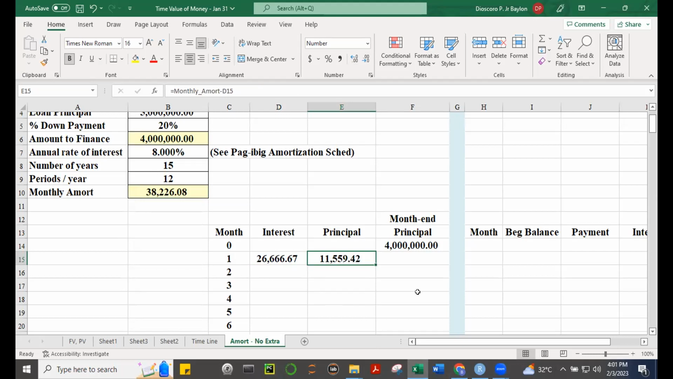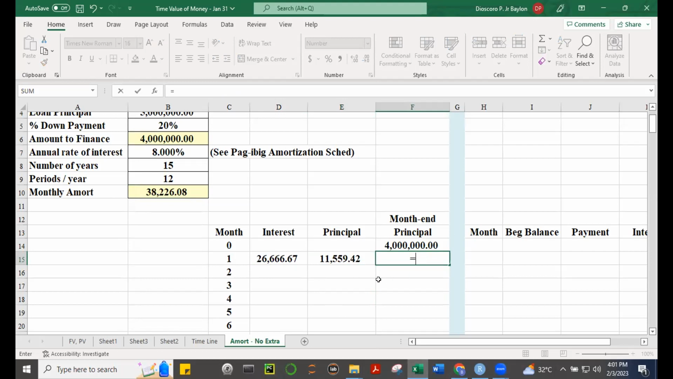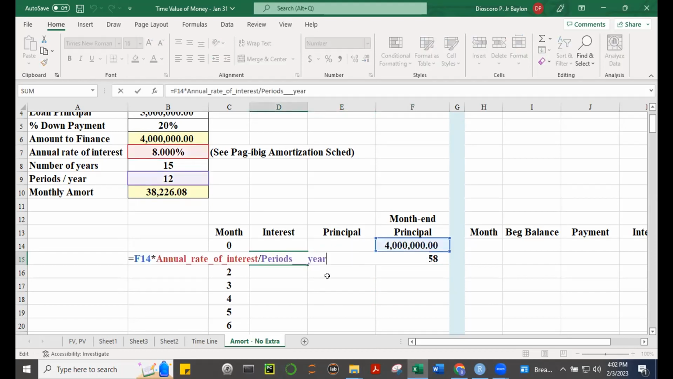Okay, it's correct. And now, after 1 month, the principal balance which we'll have is whatever the principal balance was of the previous month minus whatever you're going to pay to the principal. All right. So this now becomes the principal balance at the end of month 1. And then how much will be the interest? The interest will once again be equal to the previous balance multiplied by the annual interest divided by the periods per year.